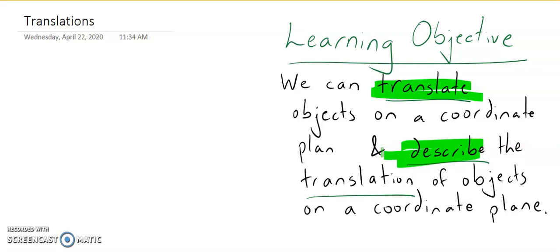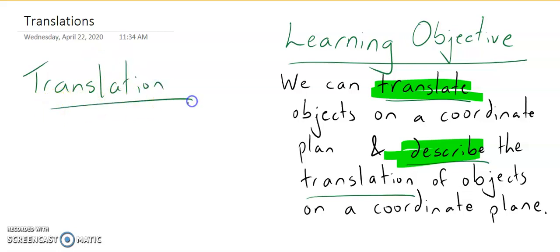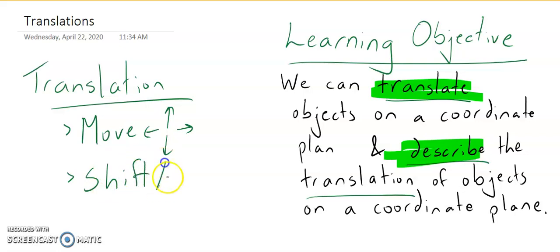First thing we've got to talk about is what is this word I'm throwing out, this translation. So you may have heard several different things you may remember from the previous video. Translation on the coordinate plane means to move. Specifically, it means to move up, move down, to move right, to move left. We also call this kind of like a shift or a slide or a glide. Those are other words that we've looked at.